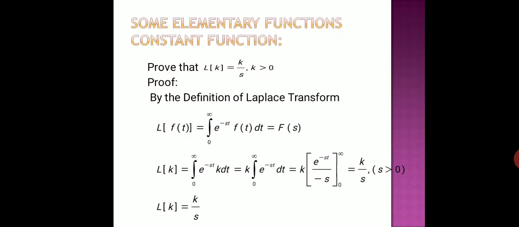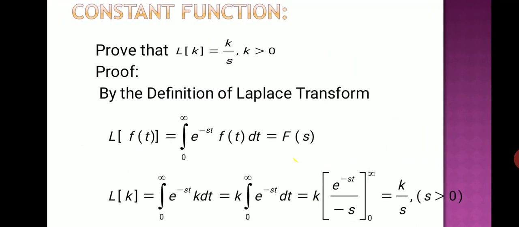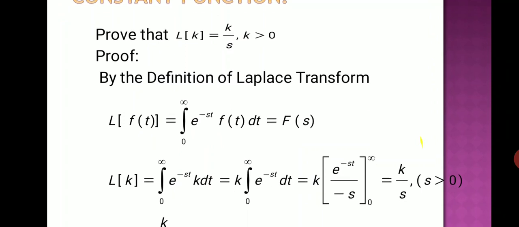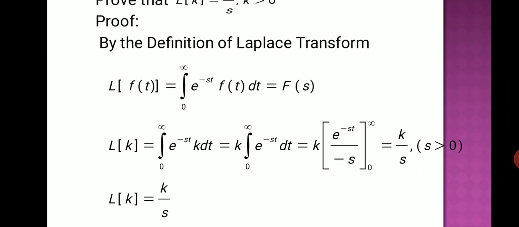Okay, some elementary functions. The first function is a constant function. Prove that L of k is equal to k by s, k greater than 0, where k is a constant. Proof by the definition of Laplace transformation. Laplace transformation is simply denoted by L of f of t is equal to F of s. f of t is transformed into F of s.